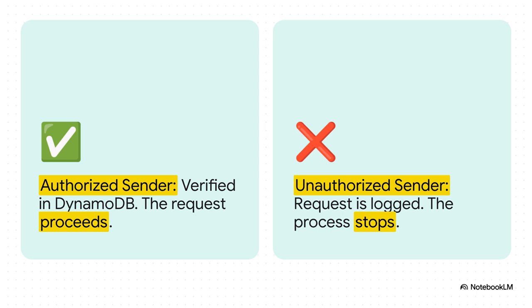If you're on the list, the door opens. You proceed. If you're not, the process stops, dead in its tracks. The request gets logged for sure, but absolutely zero invites are sent out. This is a huge deal because it prevents anyone from just using the system without permission.